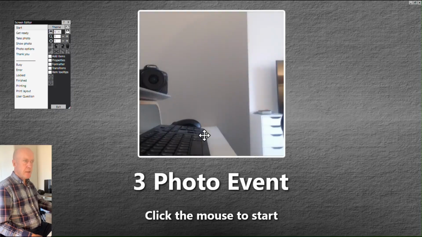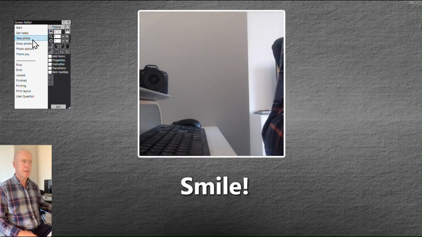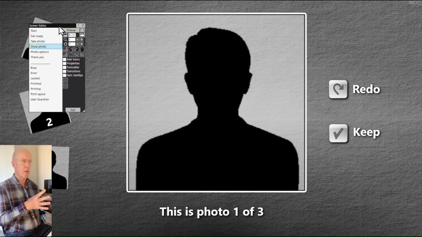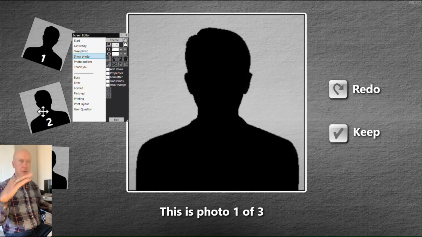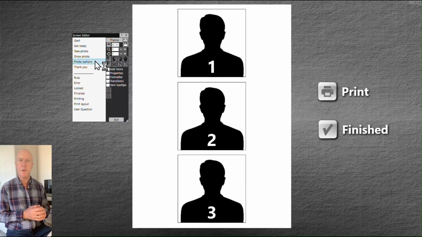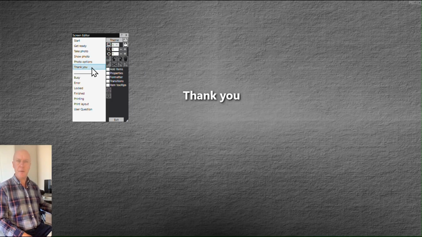So in the editor we can see we've got a start screen, a get ready screen, take photo, show photo, and here we're showing the 3 photos one after another as they're being taken. We can also redo any of the photos or keep them. We then move on to the photo options screen, and here you can see that you can print the 3 photos on a standard layout. So we've got the 3 photos on a single portrait printout, and then we have the thank you screen.